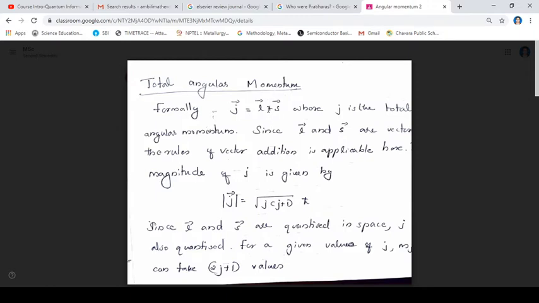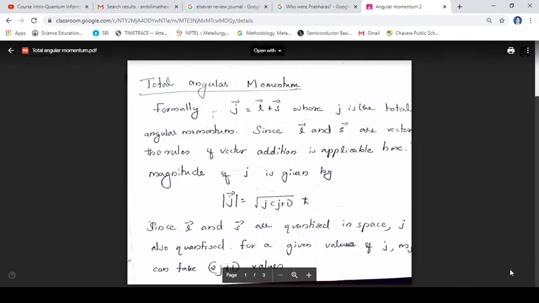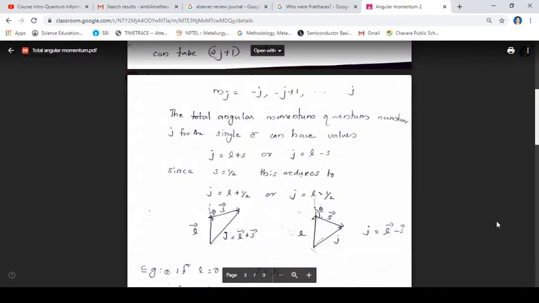And like in the case of L and S, the magnitude of J is given by root of J into J plus 1 times h cross. Since L and S are quantized in space, J is also quantized. And again, for a given value of J, this Mj can have 2J plus 1 values ranging from minus J to plus J. Now, the total angular momentum for a single electron can have values J equal to either L plus S or J equal to L minus S.